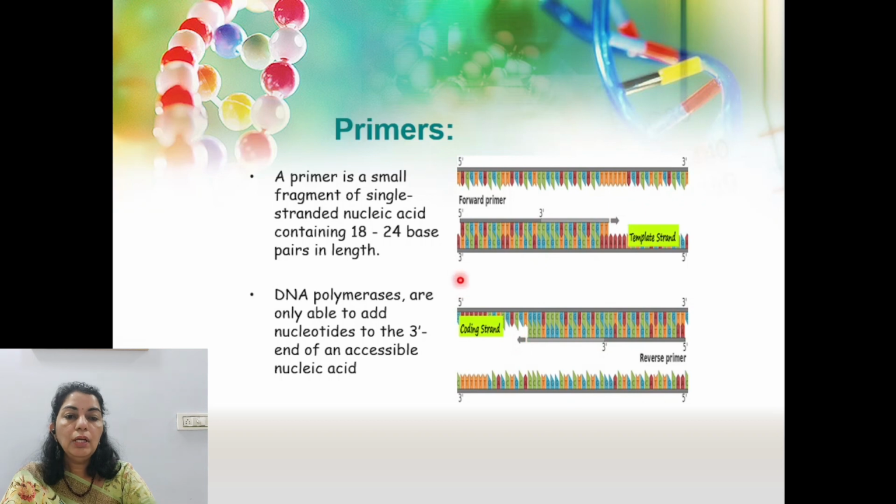The primers which are used in PCR are in pairs and they are called forward primer and reverse primer. Forward primer is the one which binds with the template strand of DNA. Template strand is the strand of DNA which gets transcribed. And reverse primer is the primer which binds with the coding strand of the DNA. So, in PCR, we make use of a pair of primers, forward and reverse primers.